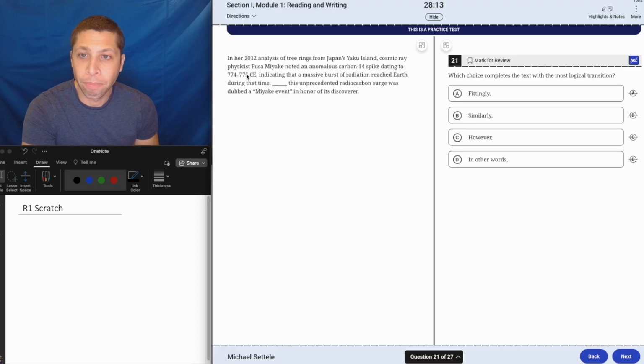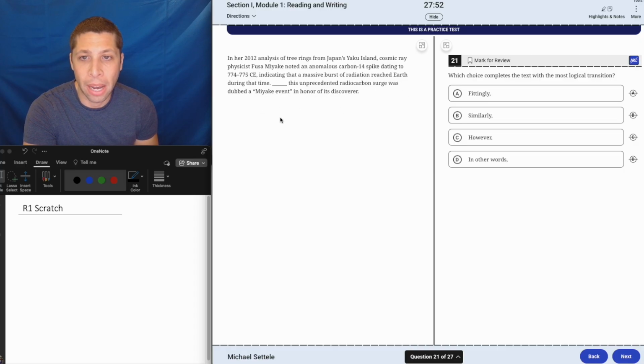All right, here we go. In her 2012 analysis of tree rings from Japan's Yaku Island, cosmic ray physicist Miyake noted an anomalous carbon-14 spike dating to this time, indicating that a massive burst of radiation reached Earth during that time. This unprecedented radiocarbon surge was dubbed a Miyake event in honor of its discoverer.